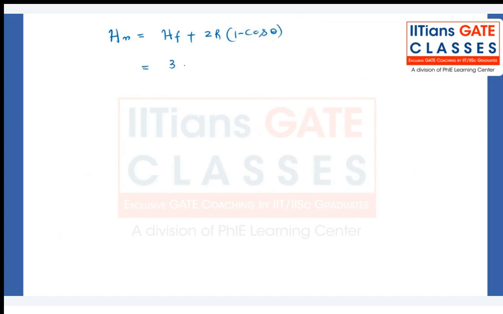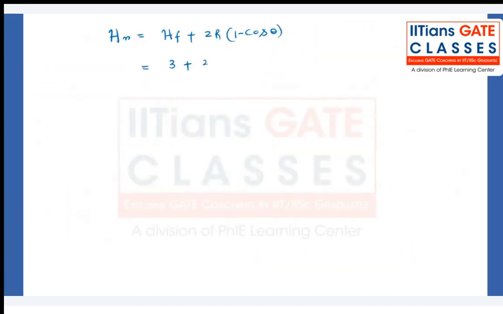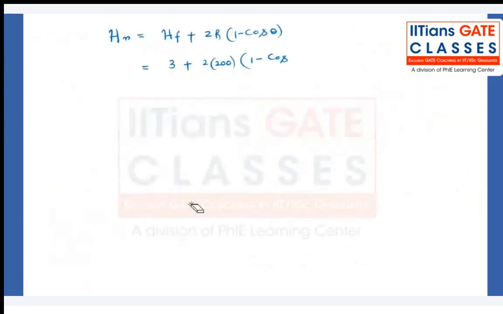Now here HF is 3 mm plus 2 into R. R is given in the problem, no? R is 200. Now here 2 into 200, directly you can write 400 also, no problem. 1 minus cos theta, where theta is equal to 7 degrees. So let us write that here: Hn is equal to 3 plus 400 into (1 minus cos 7 degrees).